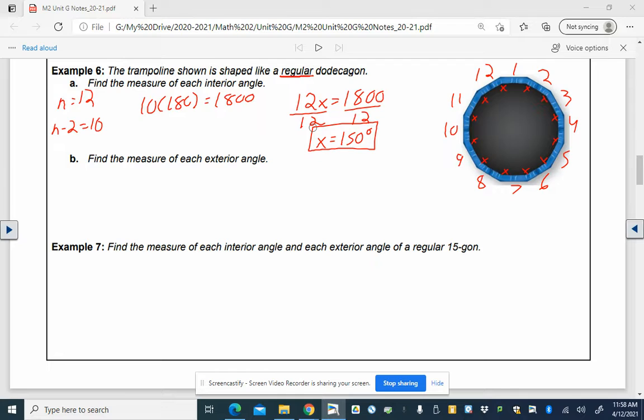Okay. Now we're going to look at exterior angles. If I extended each of these lines, I'm going to have each of these exterior angles. We're going to call all of them y. So x plus y would equal 180. Since all my interior angles were x, my exterior angles are also all going to be the same size. I'm going to have 12 of those. And if I add all of those together, this is a polygon, and exterior angles of polygons always add to 360. This time I have 12y equals 360. We're going to divide by 12. So each of my exterior angles is going to be 30 degrees.